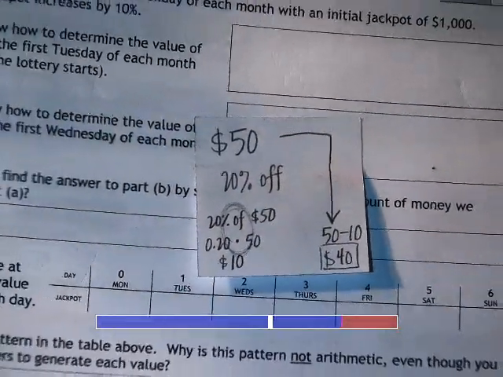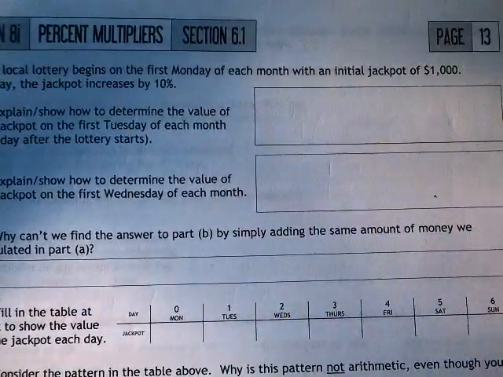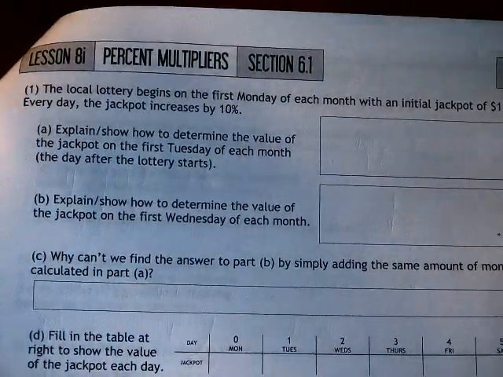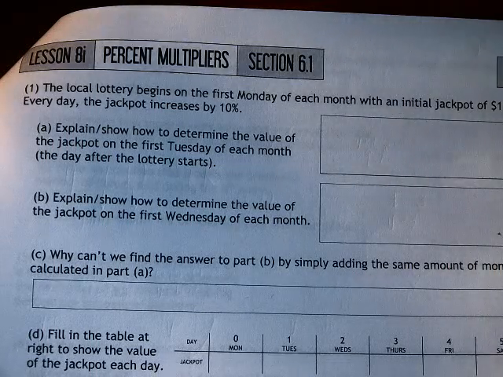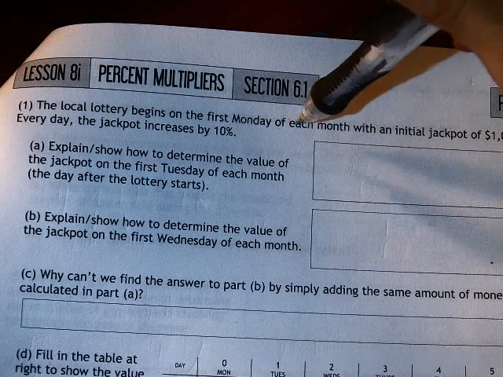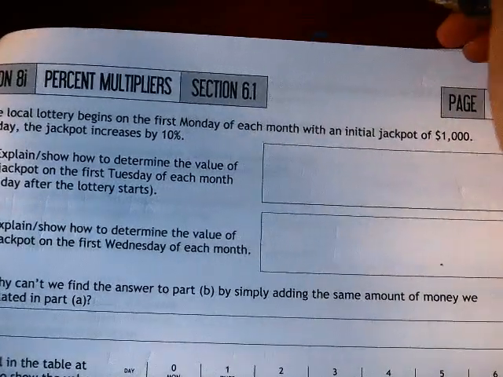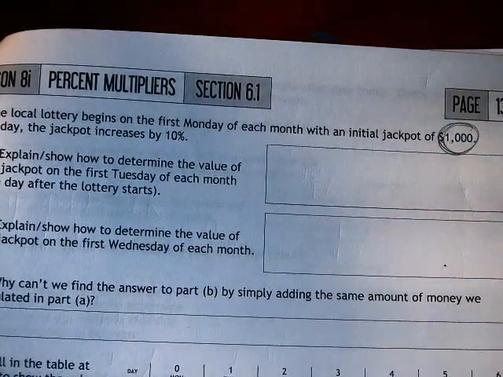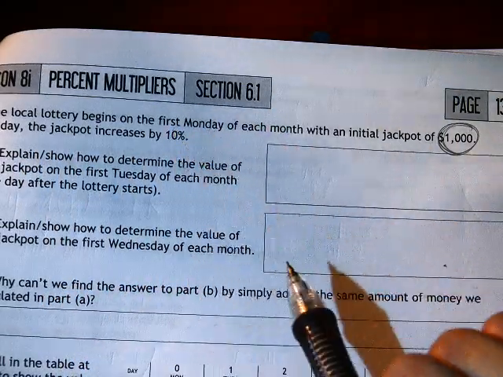Now that was just a quick little tutorial to remind you of how percentages work, because once you know how percentages work, question number 1 will hopefully make a little bit more sense. Question number 1 is about a lottery. And the lottery begins on the first Monday of the month with an initial jackpot of $1,000. We know that initial values are kind of important, so I'm going to circle that number just as a reminder. I'll probably need it. It says every day the jackpot increases by 10%.